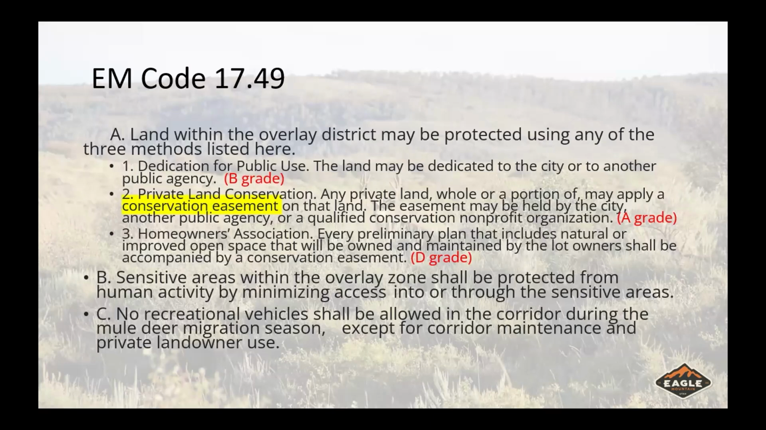There's a lot of good language in there because people ask me all the time, well, how is this not a take of private property? That's very important to me. I don't want us to go in and steal anybody's property or condemn their property because there's a mule deer migration herd that goes through there. So there are a lot of different things in place within this code that allow us to work with developers and landowners to do some density transfers, to do open space and park and amenity transfers into these corridors, into these areas.